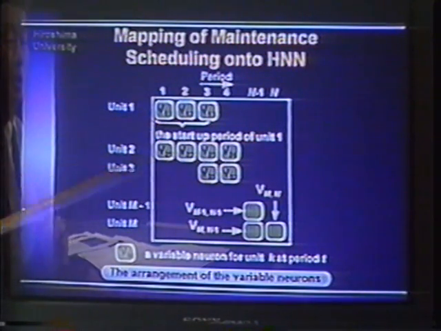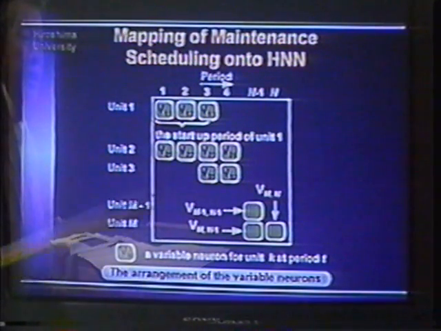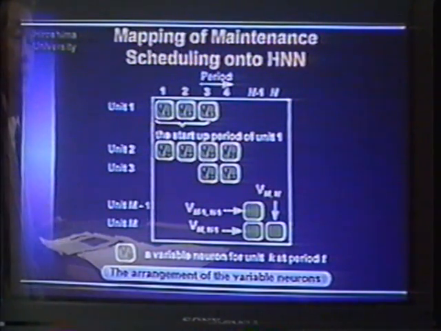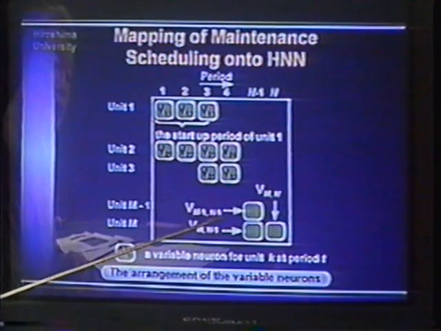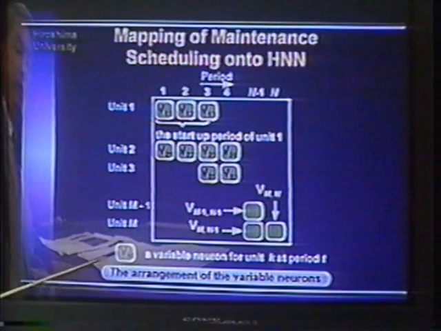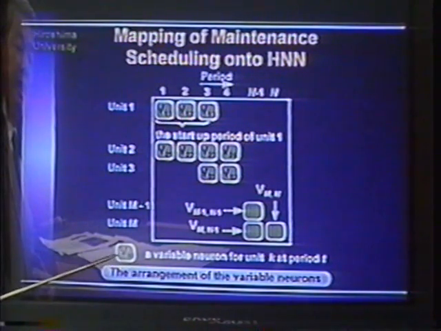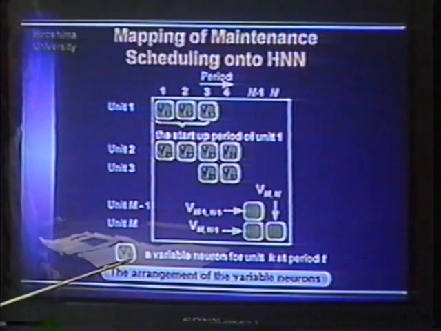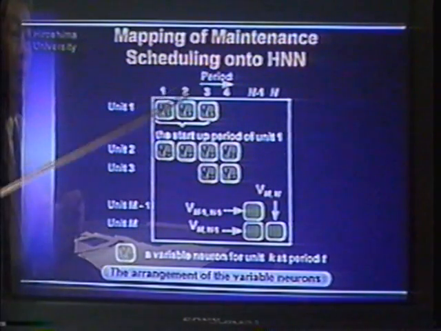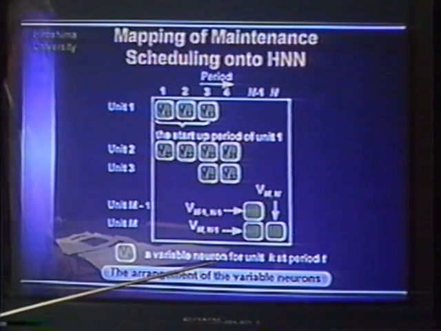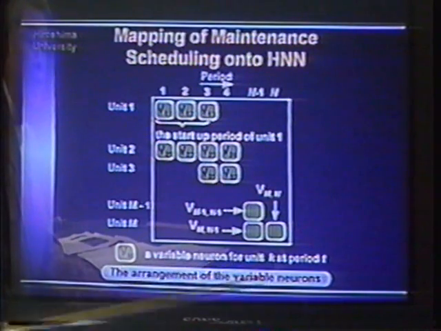And we allocate, distribute the neurons two-dimensionally. And here, it's not clear, but this writes V sub KT, which means the first subscript means the unit number, the second subscript means the time period, and so V_KT means a variable neuron for unit K at period T. Okay.